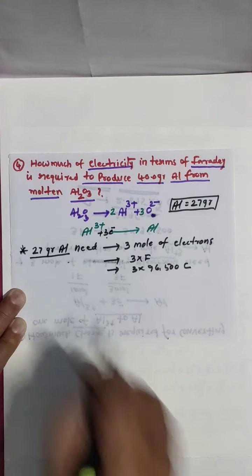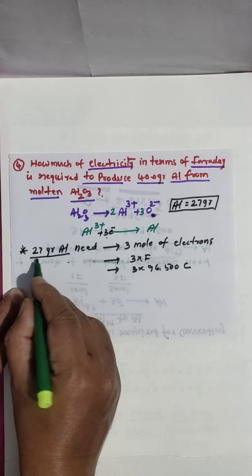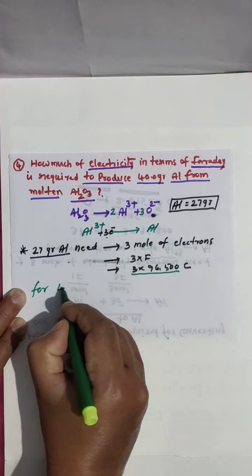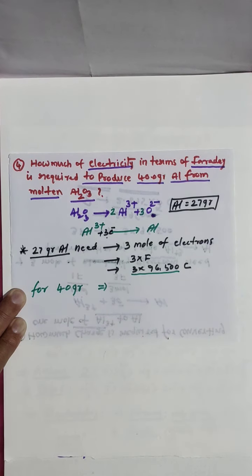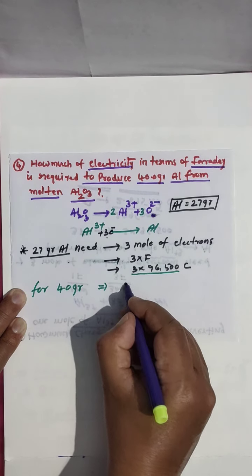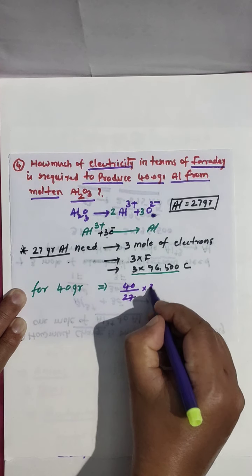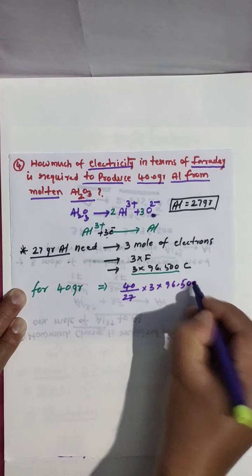For 27 grams, but they asked for 40 grams. For 27 grams, this much we need. But for 40 grams, how much do you need? So, 40 upon 27 into 3 into 96,500.